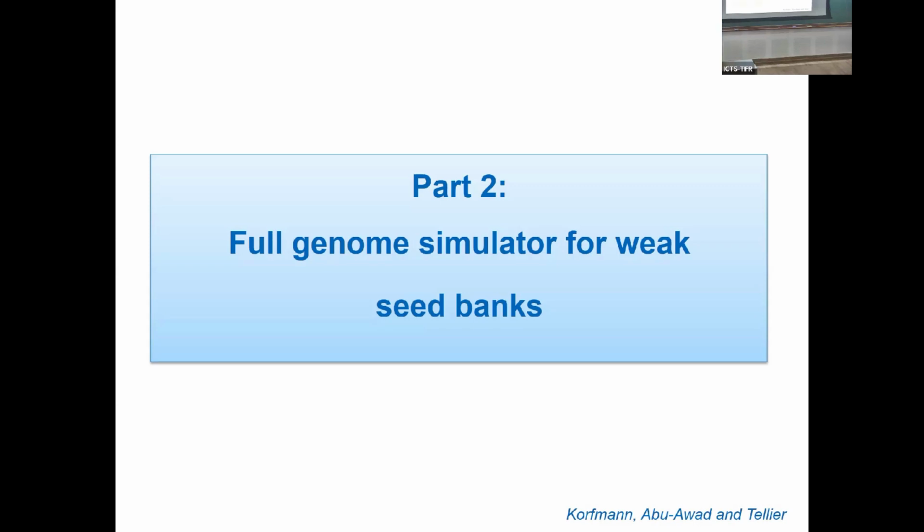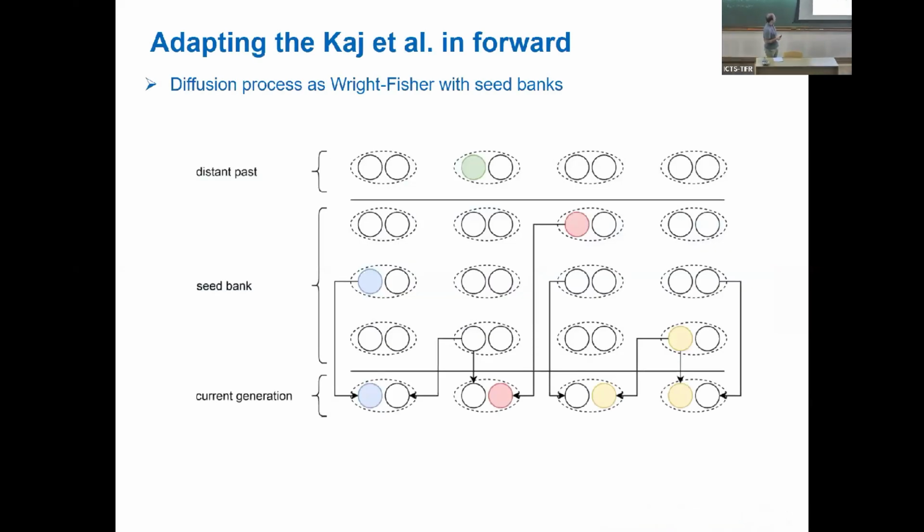Okay, so that's exactly what we wanted to look at: let's get a bit more insight into what's going on. So we developed our own simulator. That's a little schematic, again, of what we did yesterday, just differently. We have here our samples of the current generation, and they can come from some individuals who were dormant in the past. This is the seed bank, basically.